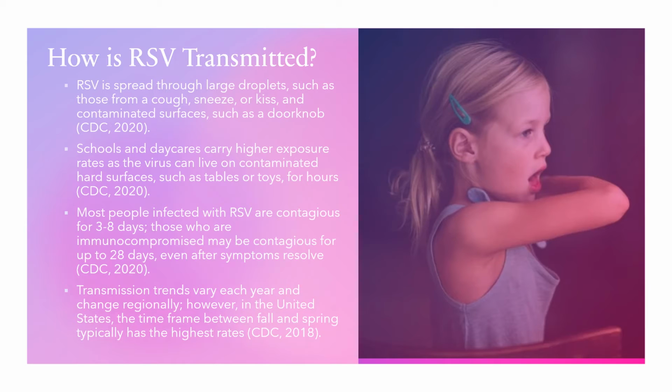Those who are immunocompromised may be contagious for up to 28 days, even after symptoms resolve. Transmission trends vary each year and change regionally. However, in the United States, the time frame between fall and spring typically has the highest rates.